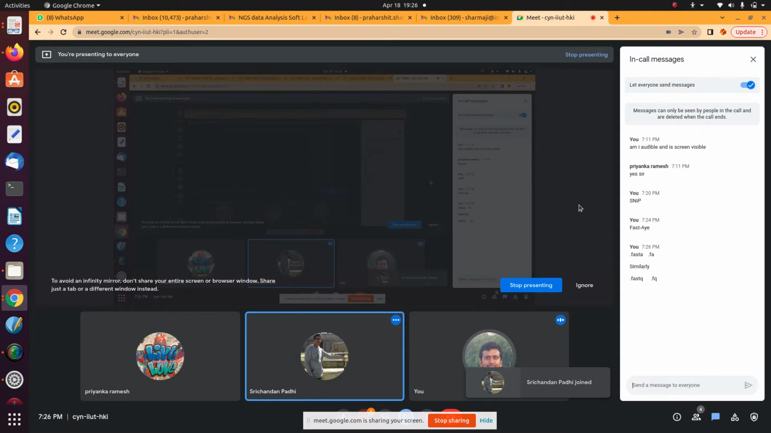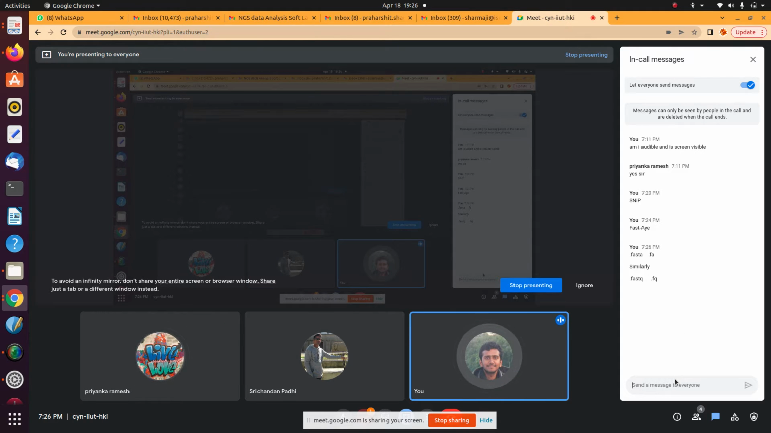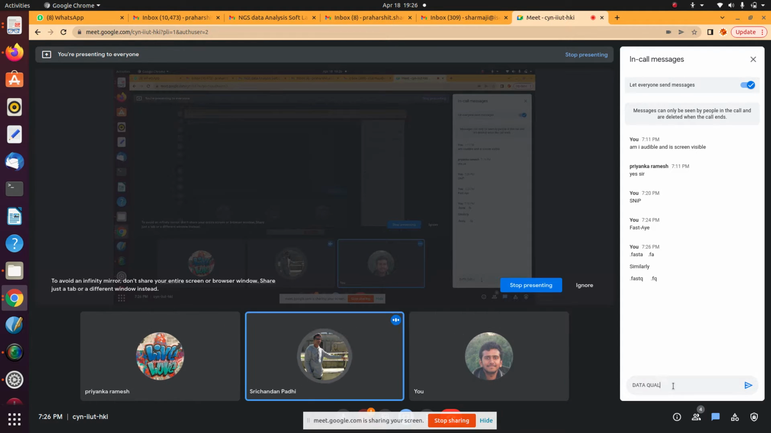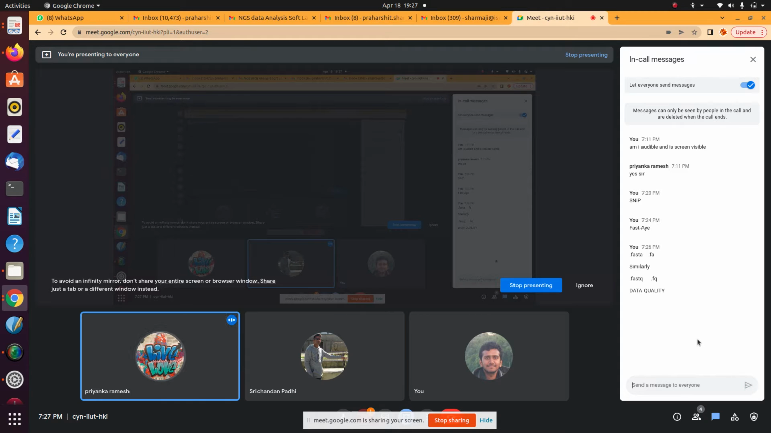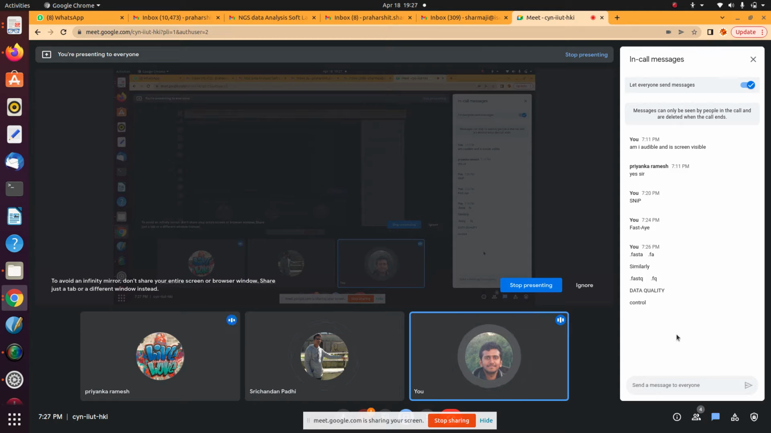So this week we are going to cover data quality control. Because that's anyway important for metagenomics also. So we were discussing basic things like SNPs and FASTA format and FASTQ format.